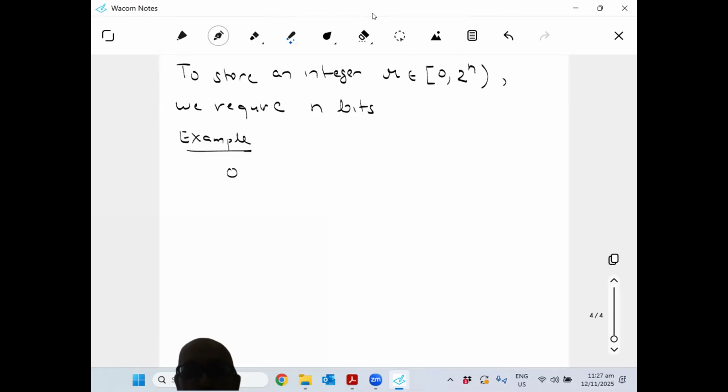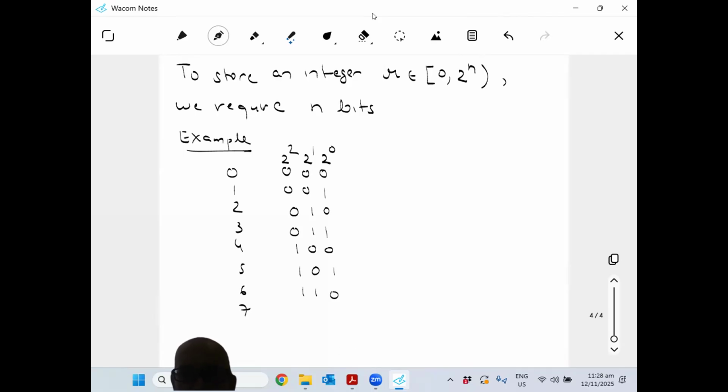An example is the easiest way to see it. If I want to store numbers 0, 1, 2, 3, 4, 5, 6, 7, how do I store these as bits? Suppose these are my 8 numbers. I will store 0 as 000, 1 as 001, 2 as 010, and so on. Think of the place values as 2 to the power 0, 2 to the power 1, 2 to the power 2. So with 3 bits, I'm storing numbers going from 0 to 7.